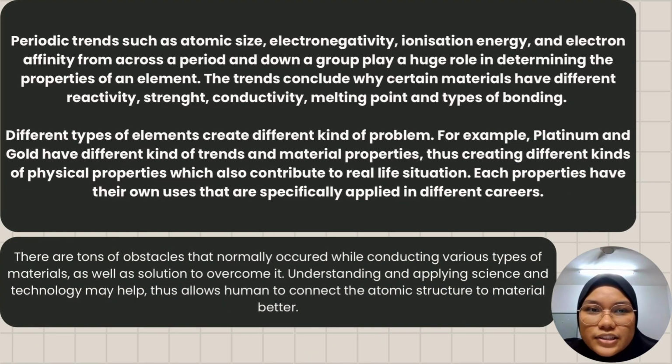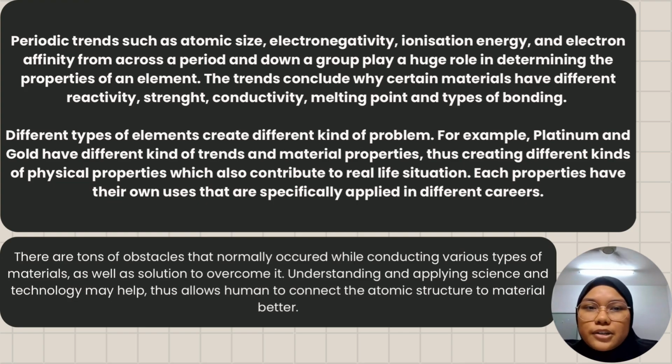Periodic trends such as atomic size, ionization energy, and many more, across a period and down a group, play a big role in determining the properties of an element. The trends explain why certain materials have different reactivity, strength, melting point, and many more.